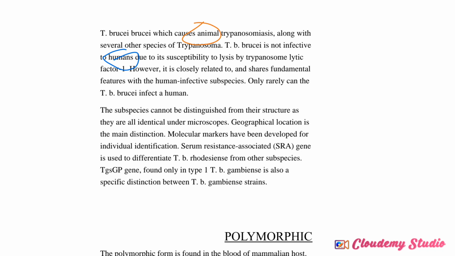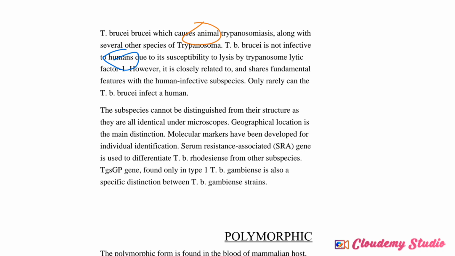So this species is not infective to humans, like I mentioned, and it is transmitted by Glossina morsitans and Glossina pallidipes. These are the two Glossina that transmit what? That transmit Trypanosoma brucei.